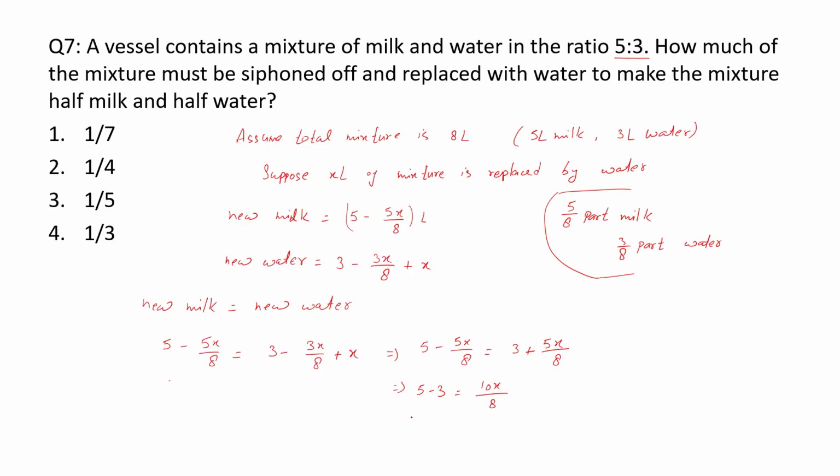So 10x upon 8 is equal to 5 minus 3, which is 2. This becomes x is equal to 16 upon 10, that is 1.6 liters. So 1.6 liters of water you have replaced.